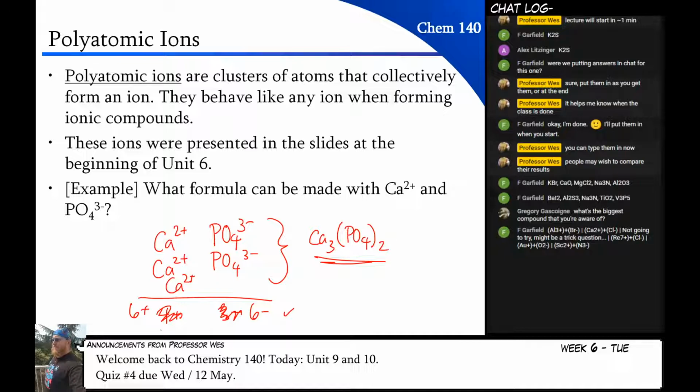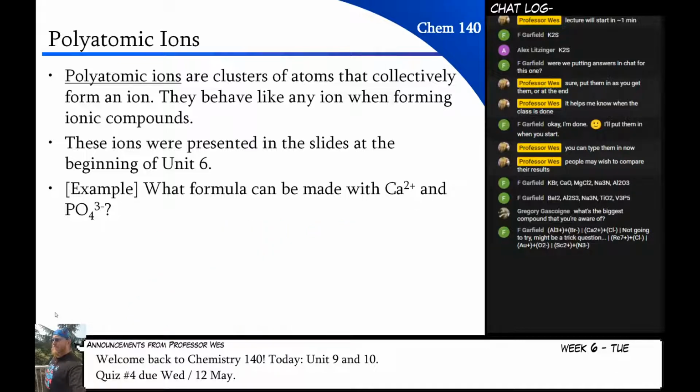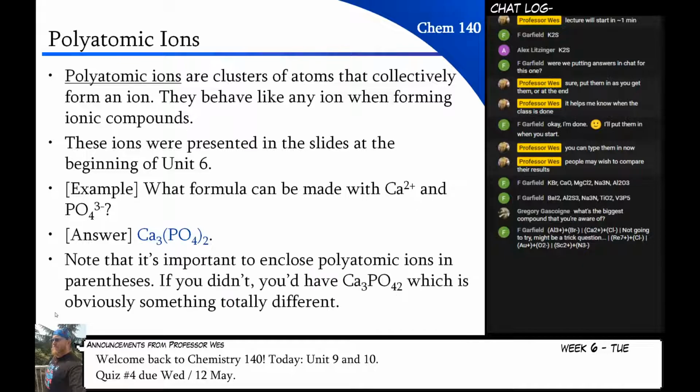So more or less, it's just the same thing that we've been doing, but now you have to find the polyatomic ions in there. And again, of course, make sure you have the parentheses, because obviously if you don't, then those numbers look very, very different without, and that would be wrong.